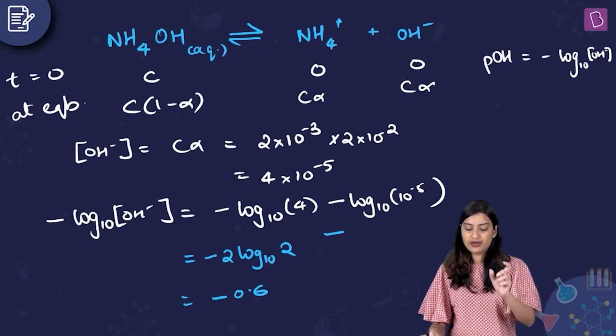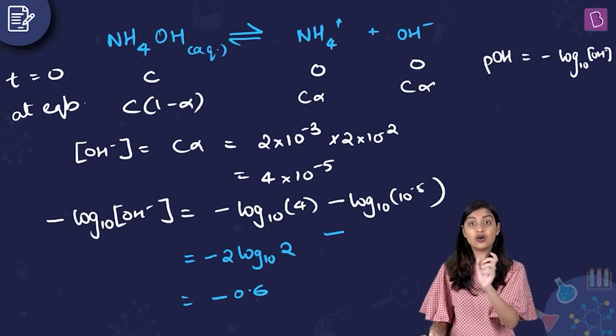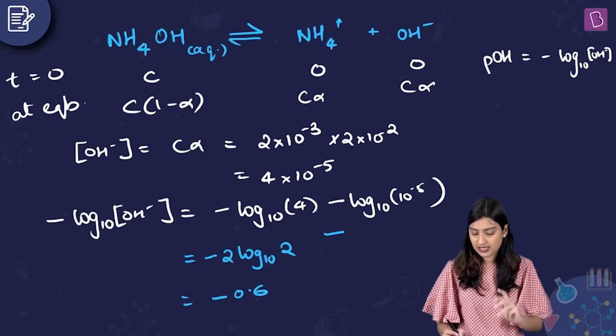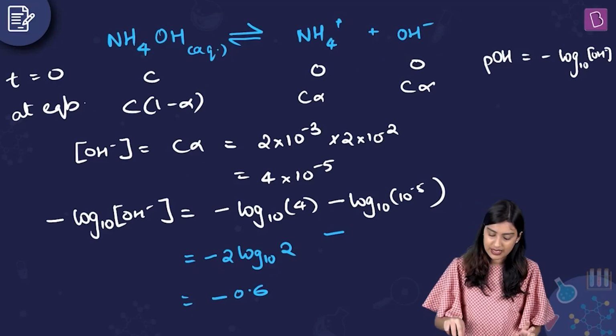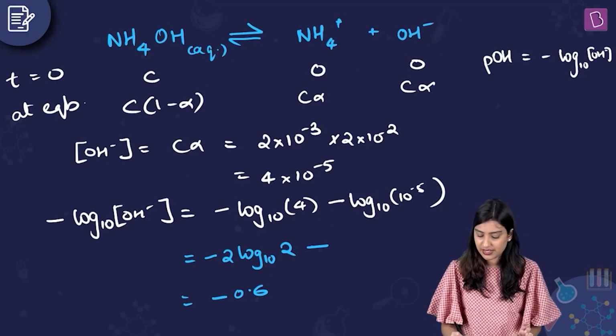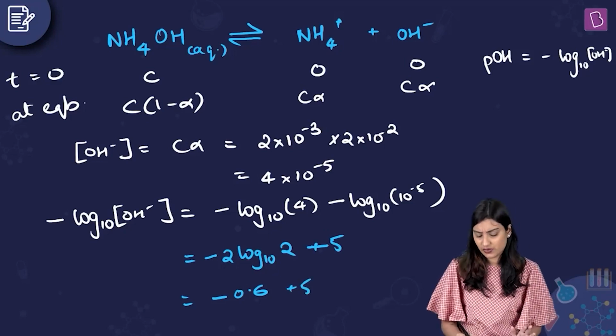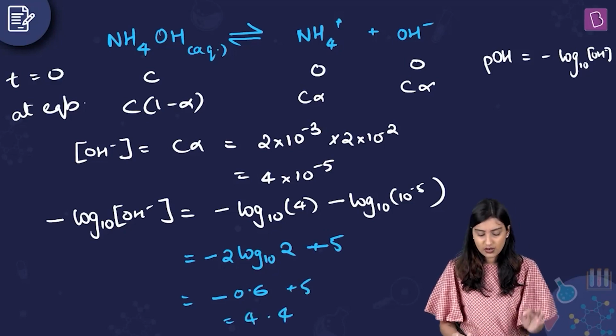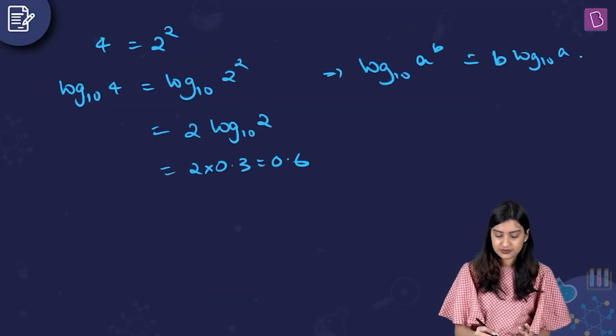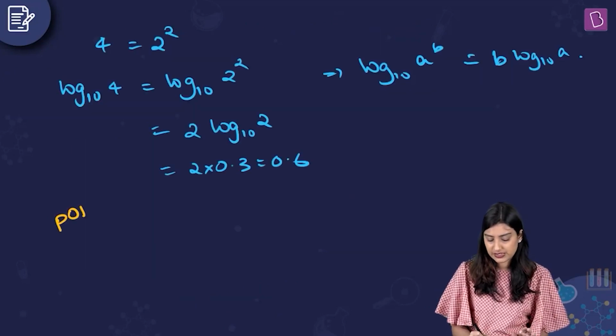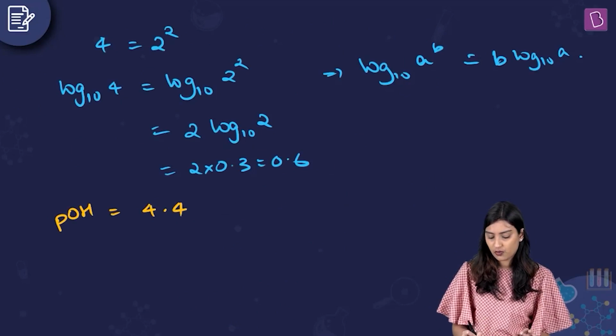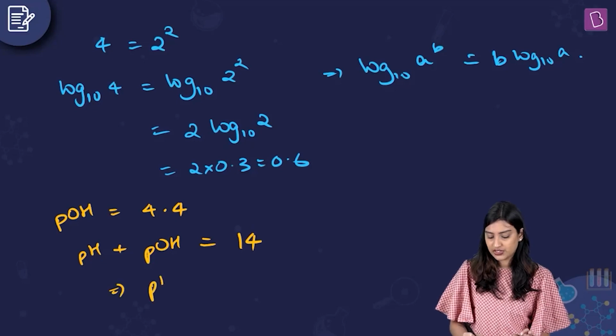And now you have log 10 of 10 to the power of minus 5. That's nothing but minus of minus 5, right? Minus of minus 5 is going to be plus 5. So this will be plus 5. So 5 minus 0.6 is going to be 4.4. We got pOH. So we got pOH is equal to 4.4. Now what do we know? We know that pH plus pOH is equal to 14, which means pH is going to be 14 minus pOH.